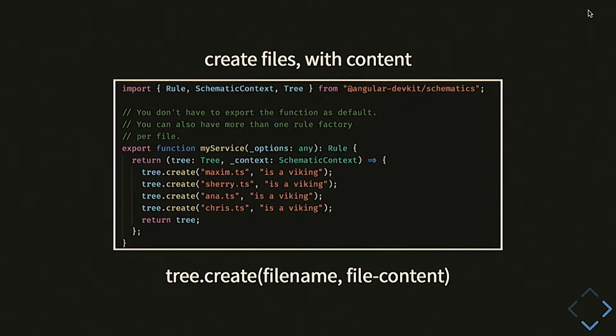We take our tree and we call X number of invocations of the method create. The create method takes two parameters, one being the file name and the other one being the file content. We call that X number of times, and this means the end result will be creating files with some content inside of it. We actually believe in this schematic. We believe it will do something for us.